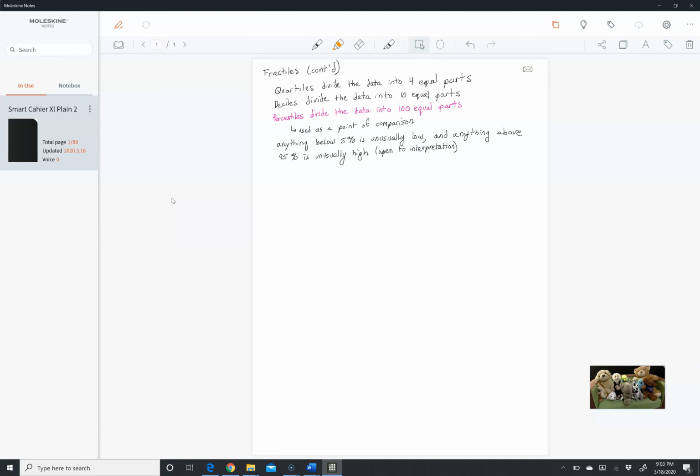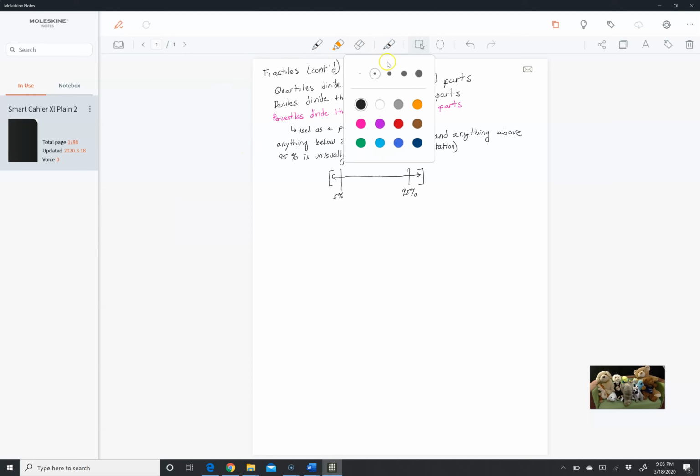Okay, so think of it like this. If you have all of your data falling between these two numbers, and this is the 5% mark, and this is the 95% mark, then anything outside of here is unusually high or unusually low.